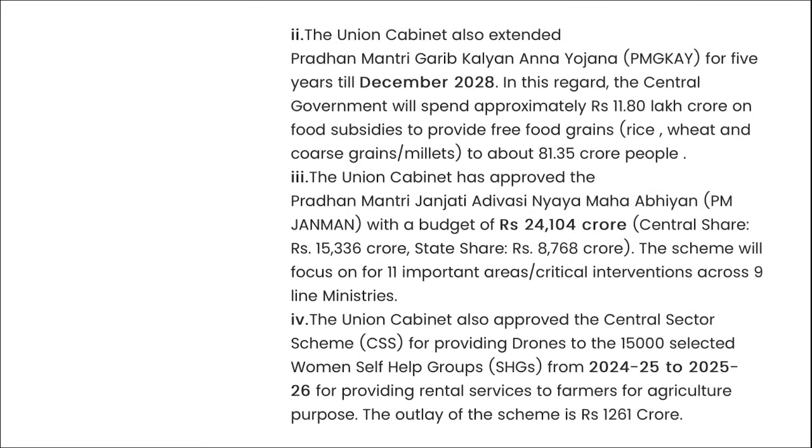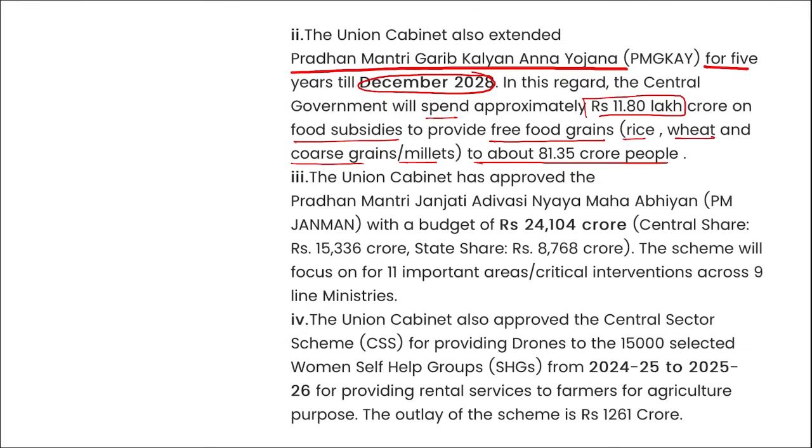Next, the Union Cabinet has also extended Pradhan Mantri Garib Kalyan Anna Yojana for 5 years till December 2028. In this regard, the central government will spend approximately 11.8 lakh crore rupees on food subsidies to provide free food grains, that is rice, wheat, coarse grains, millets, to about 81.35 crore people. That is a huge amount.